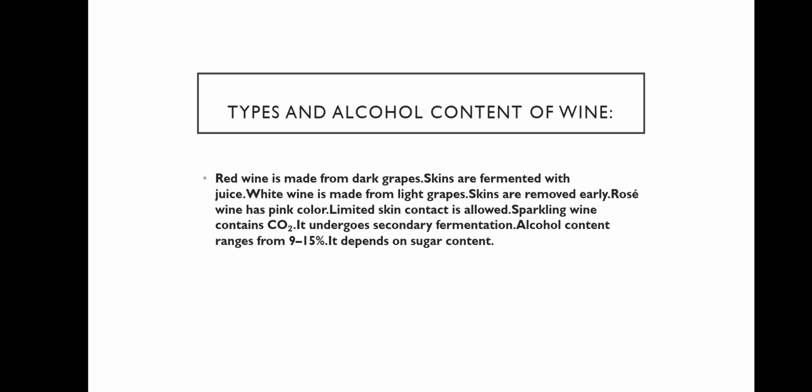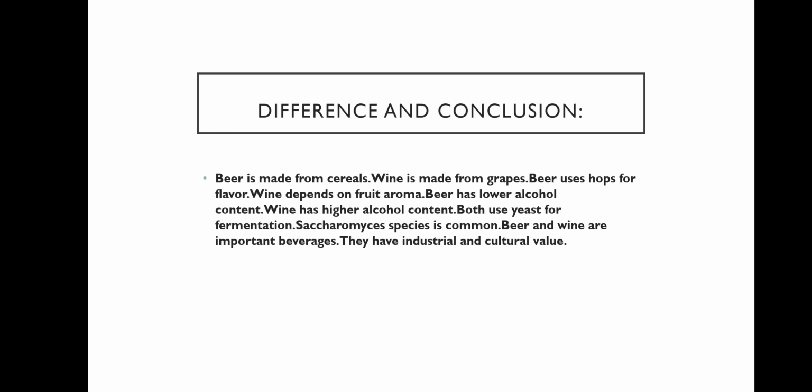Types and alcohol content of wine. Red wine is made from dark grapes. Skins are fermented with juice. White wine is made from light grapes. Skins are removed early. Sparkling wine undergoes secondary fermentation. Alcohol content ranges from 9 to 15%. It depends on sugar content.